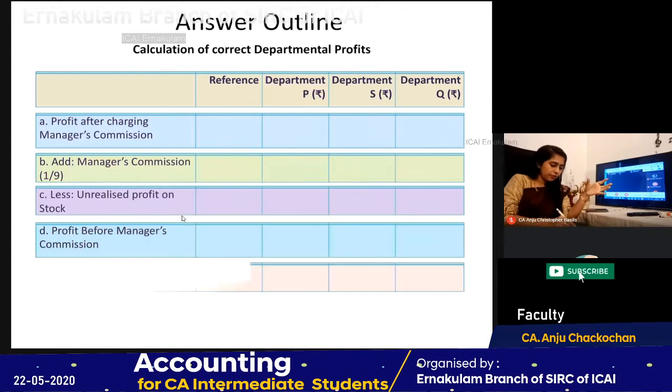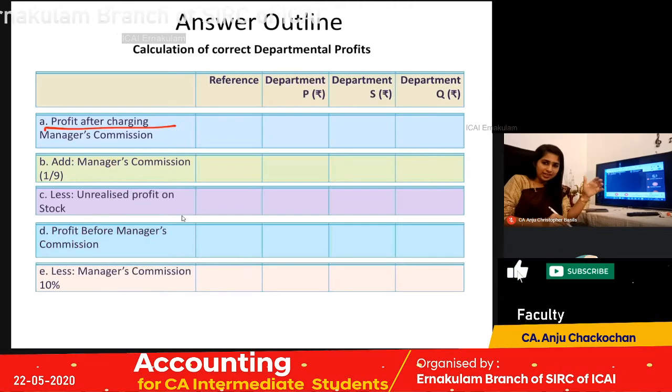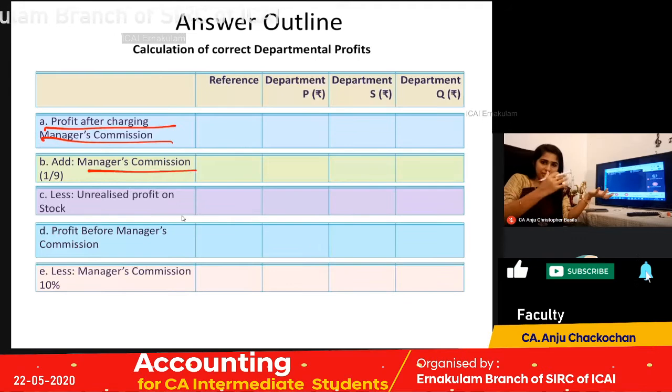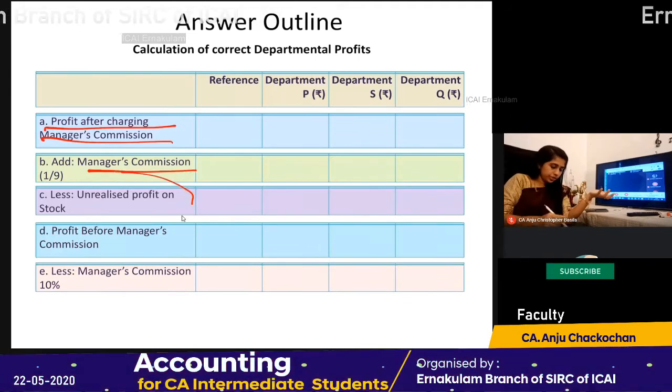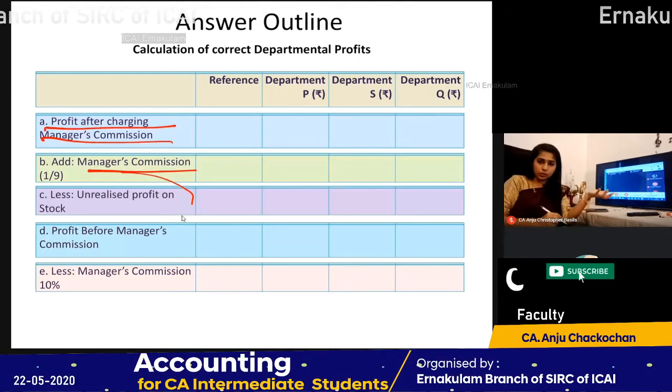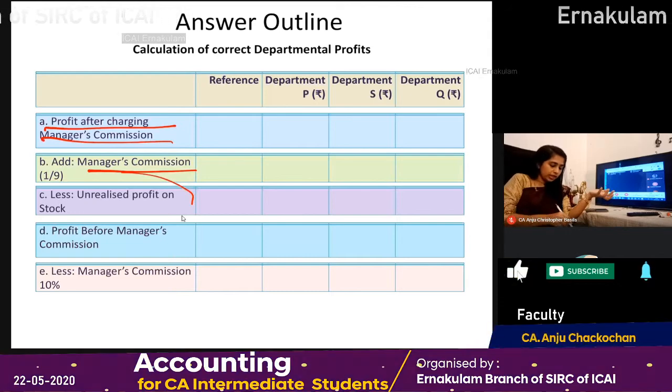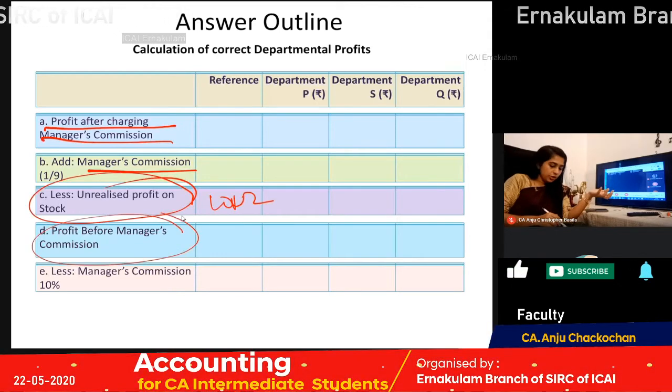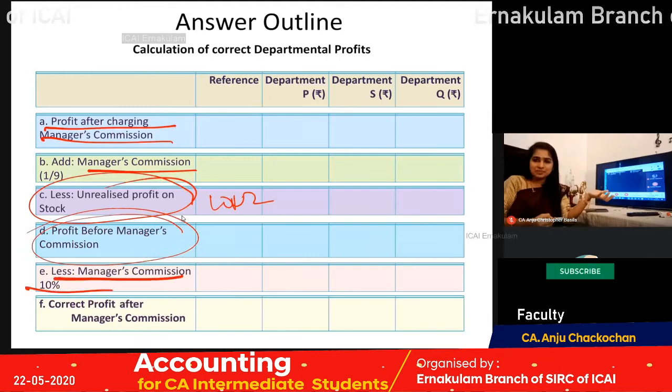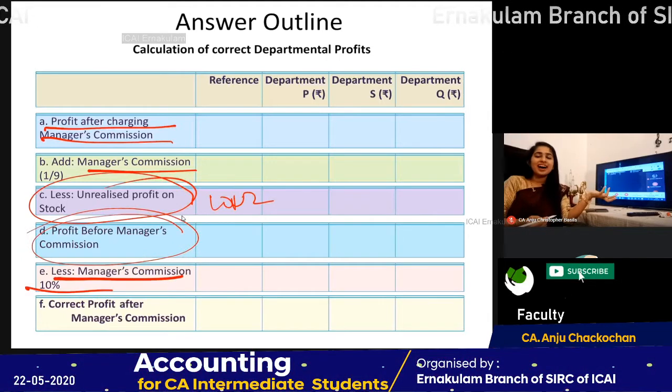We have the profit before manager's commission, you add the manager's commission, and from that you reduce the unrealized profit, for which you have our working note number 2, and then you get the profit before manager's commission, you reduce manager's commission at 10%, and then we get the corrected profits.